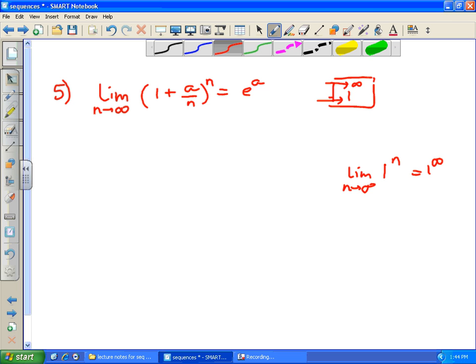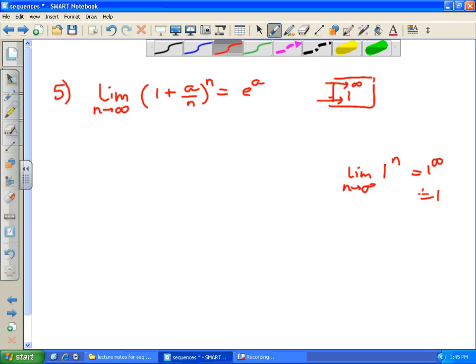It's 1 times 1 times 1 times 1 times 1, infinitely many products. That's a 1, right? There is nothing ambiguous about that. But what's ambiguous is when the bottom is approaching 1. Because you see, you don't have just a 1 down there, do you? You have 1 plus a over n. So that's approaching 1.